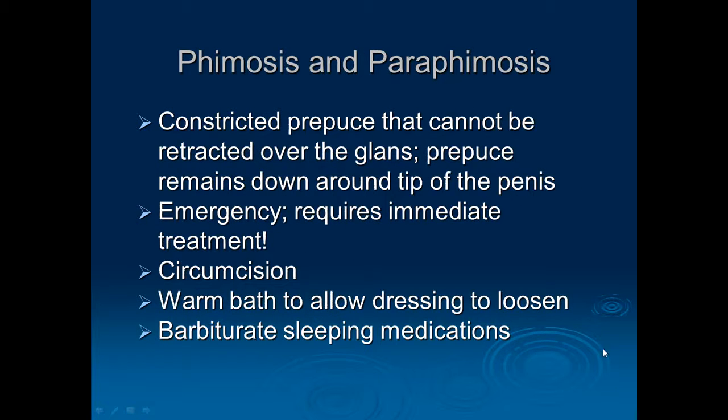Next two conditions I have listed are phimosis and paraphimosis. With these conditions, we've got a constricted prepuce that cannot be retracted over the glans, and the prepuce remains down over the tip of the penis. With paraphimosis, the prepuce has not been returned to its normal position after being retracted, and it forms a constrictive band around the glans. This constricts lymph drainage and causes the penis to swell, and blood flow becomes impeded and tissue death occurs. So these are emergency situations. They require treatment immediately. For phimosis, circumcision is the treatment.